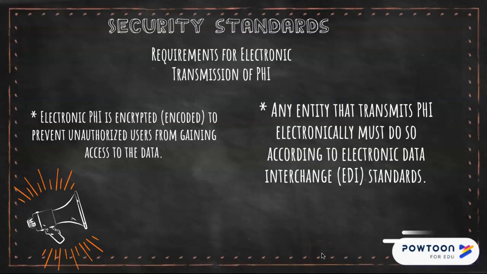There are requirements for the electronic transmission of protected health information. The electronic PHI has to be encrypted or encoded to prevent unauthorized users from gaining access to the data. And also, an entity that transmits protected health information electronically must do so according to the Electronic Data Interchange Standards, which is another law that protects how this information is shared.